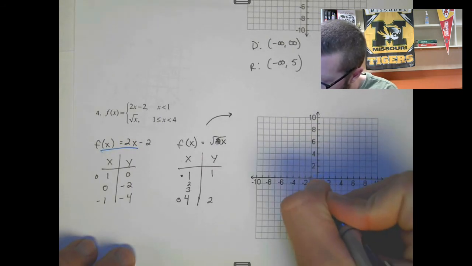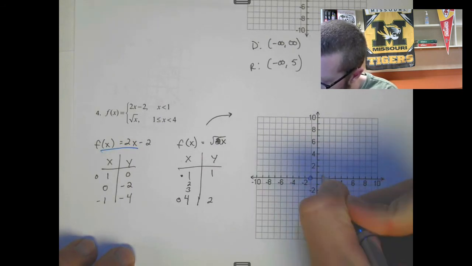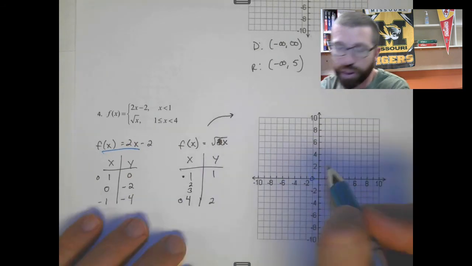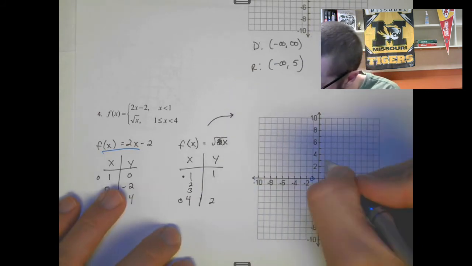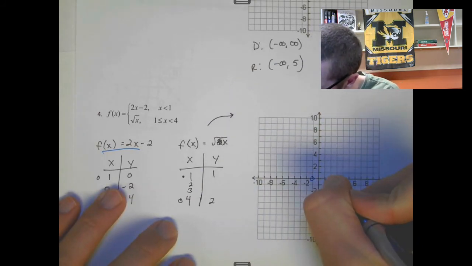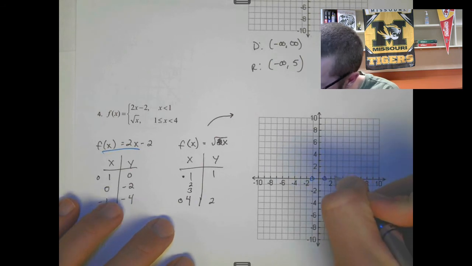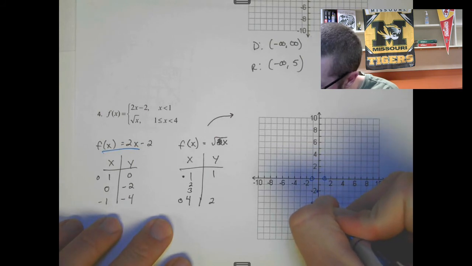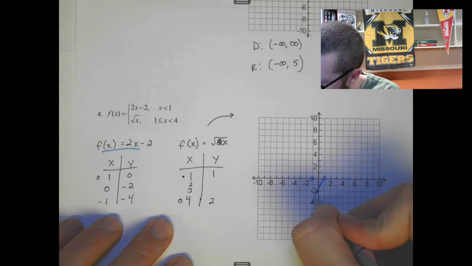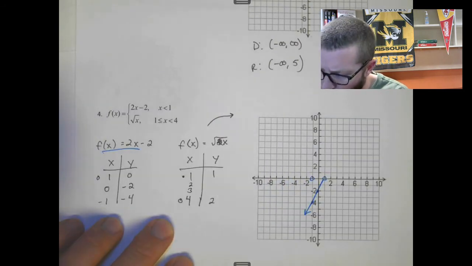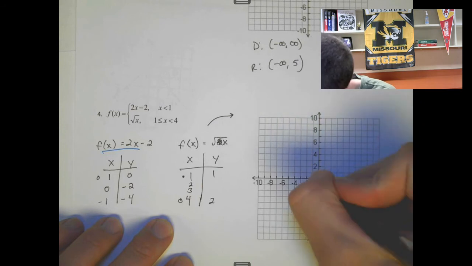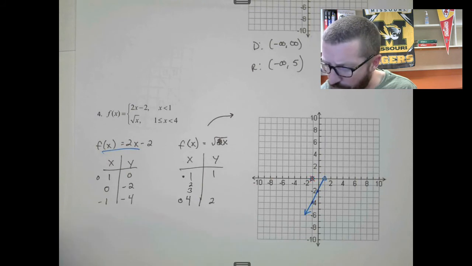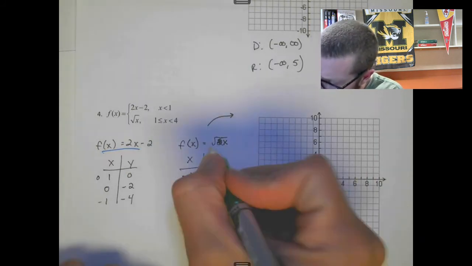So (-1, 0) has an open circle. And then 0, oops, sorry, that was the wrong point. (1, 0), positive 1, 0 has an open circle. (0, -2) would be closed. And then (1, -4) would be closed. And this is a line going this way. And just ignore this point here. I'm going to put some KU colors on that so you know it's bad. It was a mistake. And then we have our square root of x.